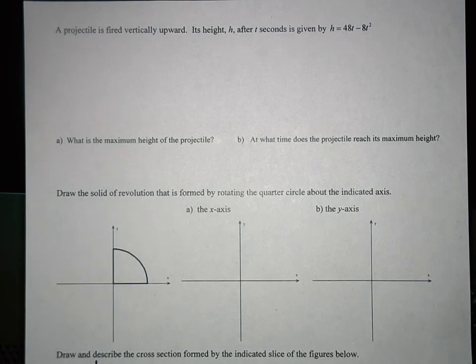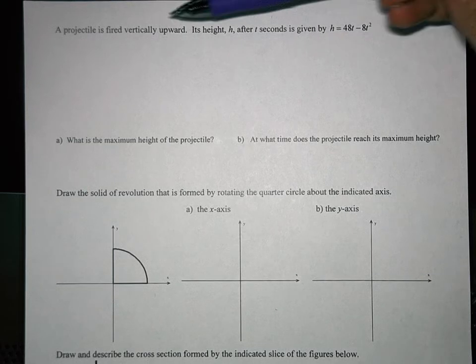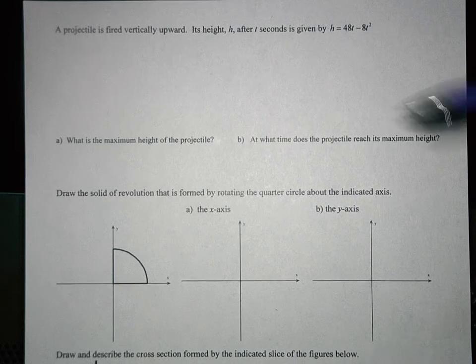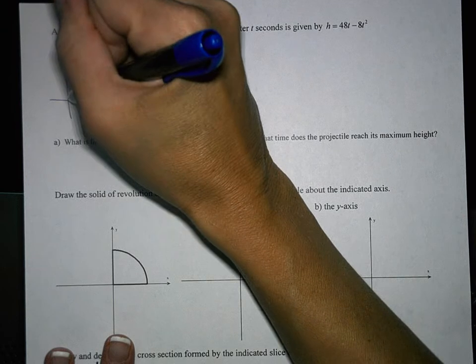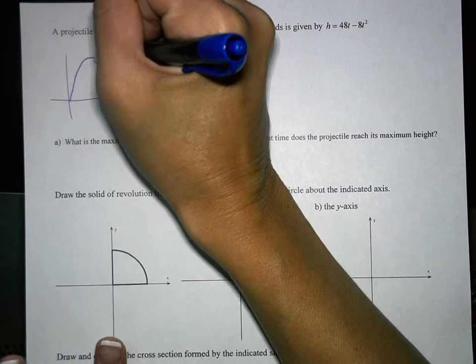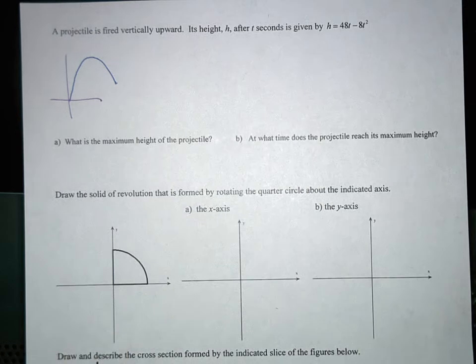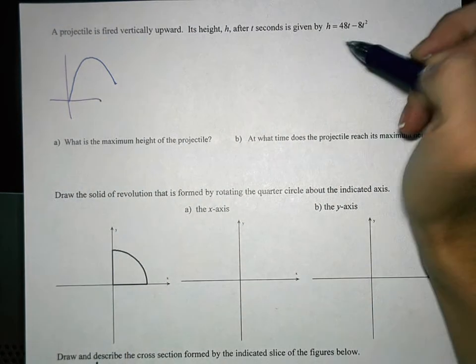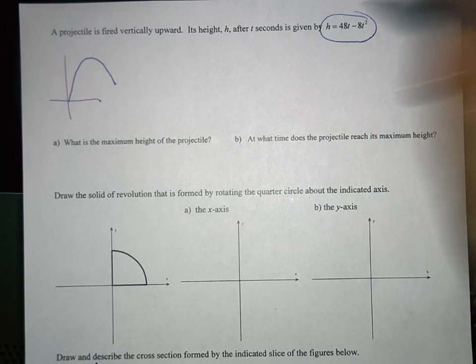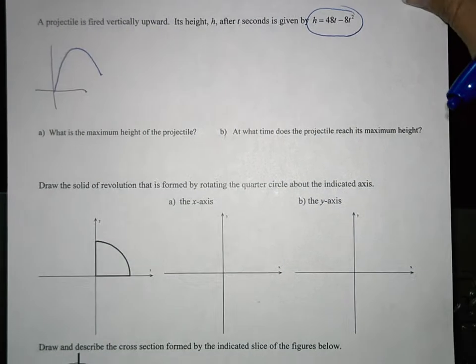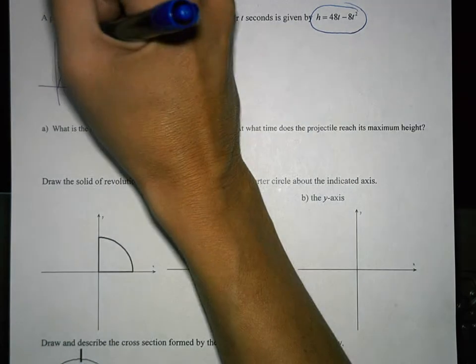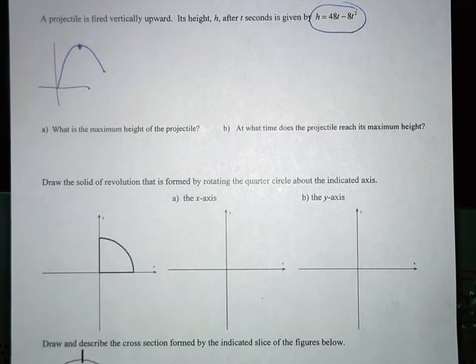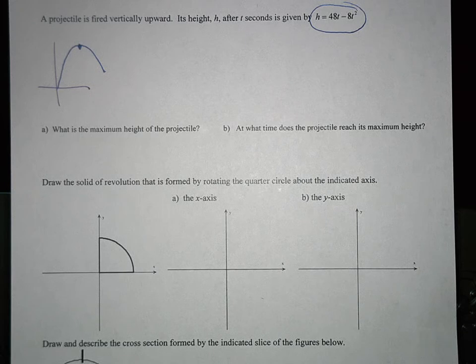So a projectile is fired vertically upward. So what we're talking about here is we have some object that is going vertically upward. Its height after t seconds is given by this formula. It says, what is the maximum height of the projectile? So the maximum height is up here. What do you think we should do in order to figure out that maximum height?